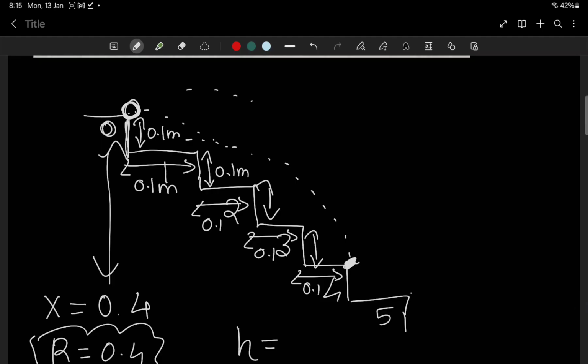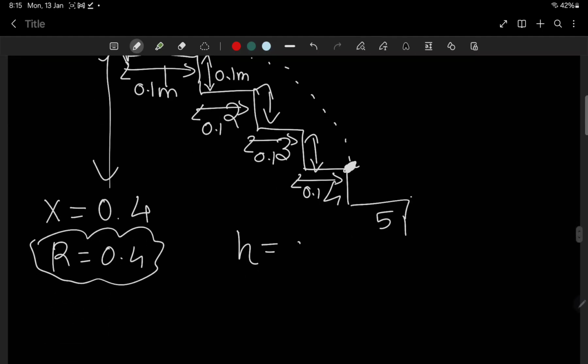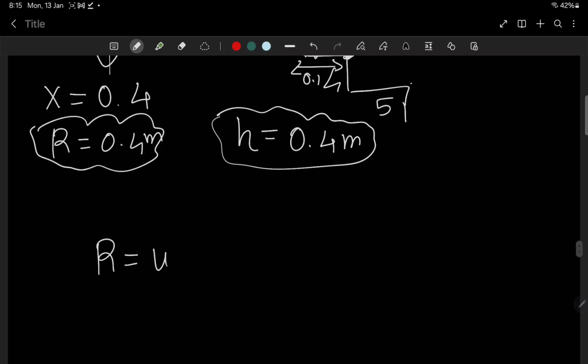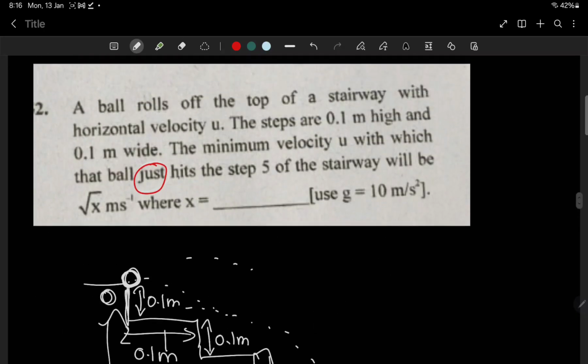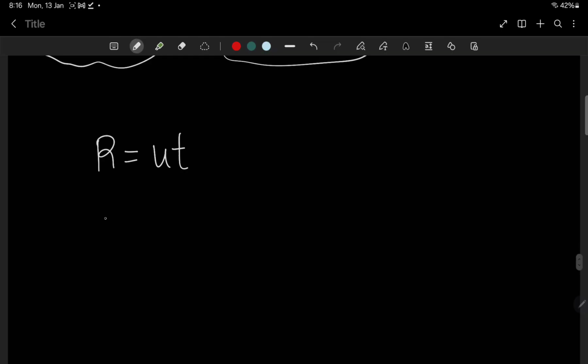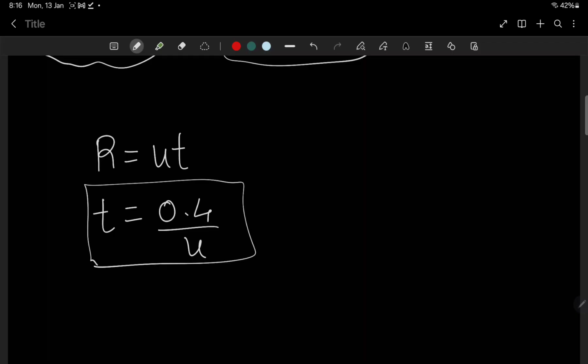So we are having height as 0.4 meter itself. You know that what is the range? The x component. Range is equal to u into t, because u is the horizontal velocity component, u into t. So from here you get that t is equal to 0.4 by u. This is very important, t.